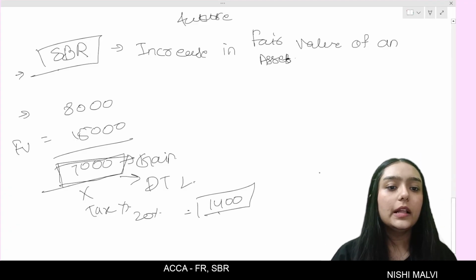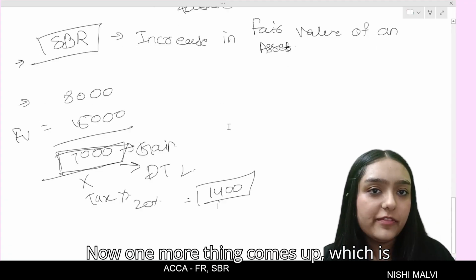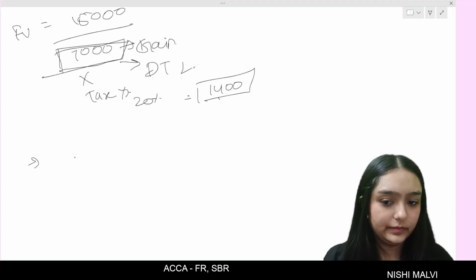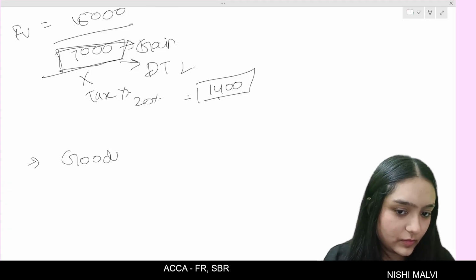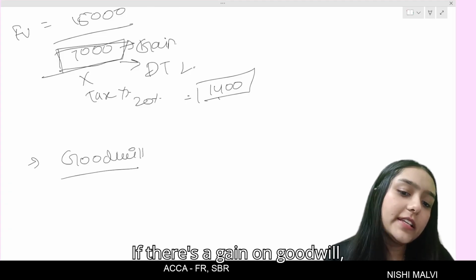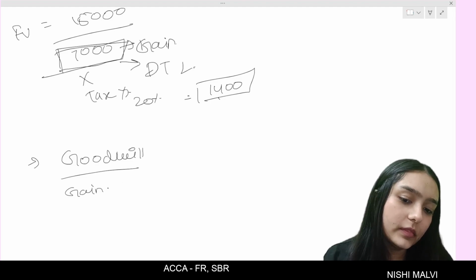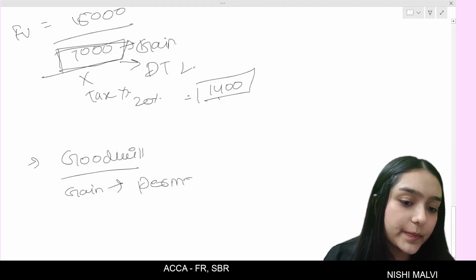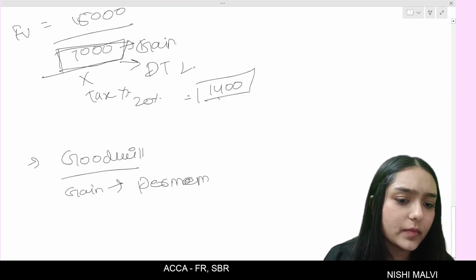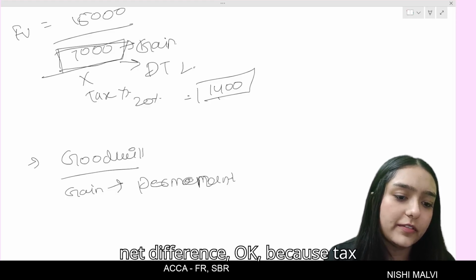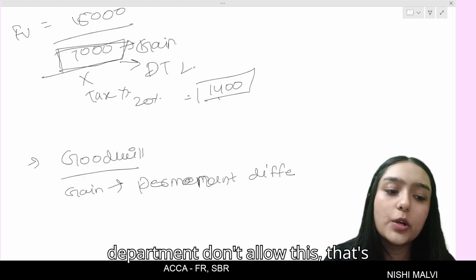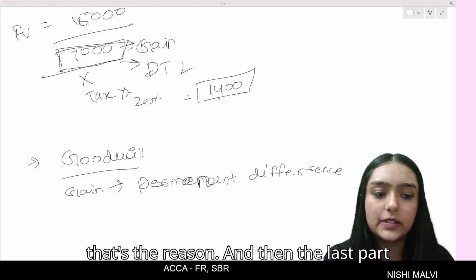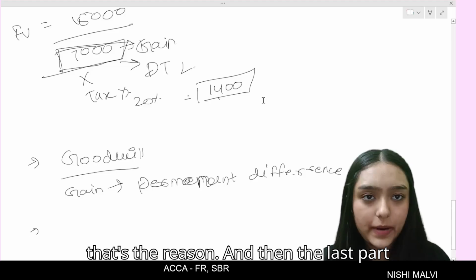Okay. Now one more thing comes up, which is goodwill. If there is a gain on goodwill, then this is a permanent difference. Okay, because tax department doesn't allow this. That's the reason.